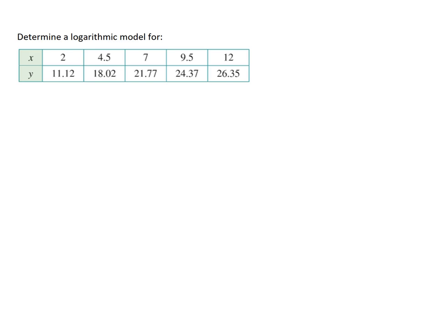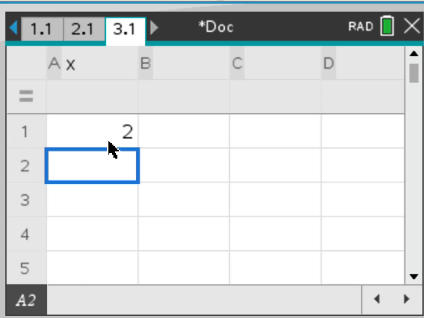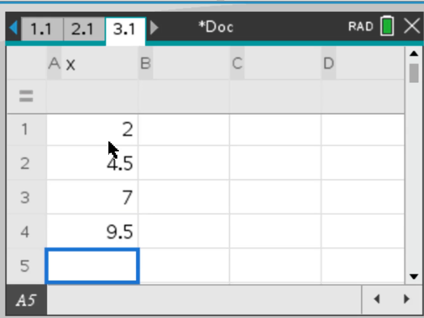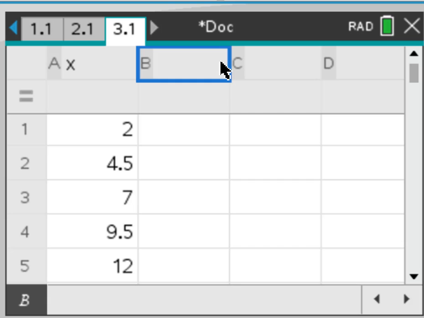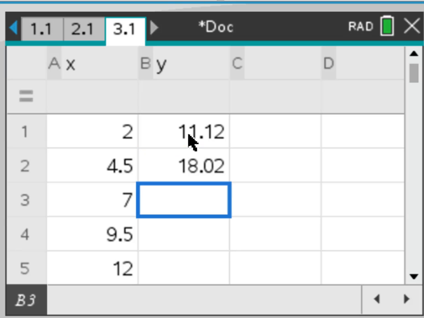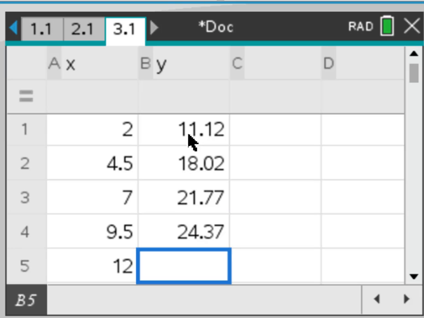So now let's go and do the logarithmic model. You should be able to do the regression on your calculators using spreadsheets. So you can start doing that. Okay, so we've got X, 2, 4.5, 7, 9.5, and 12. And our Y, 11.12, 18.02, 21.77, 24.37, and 26.35.